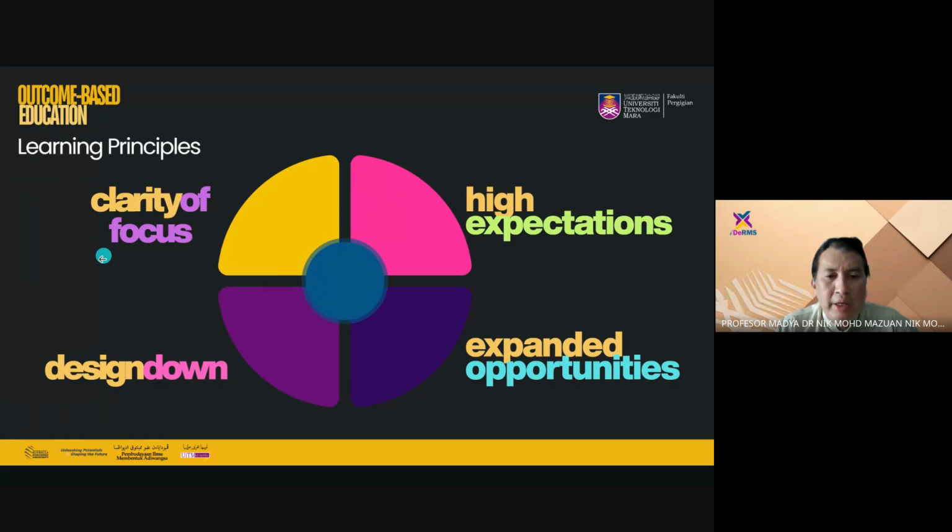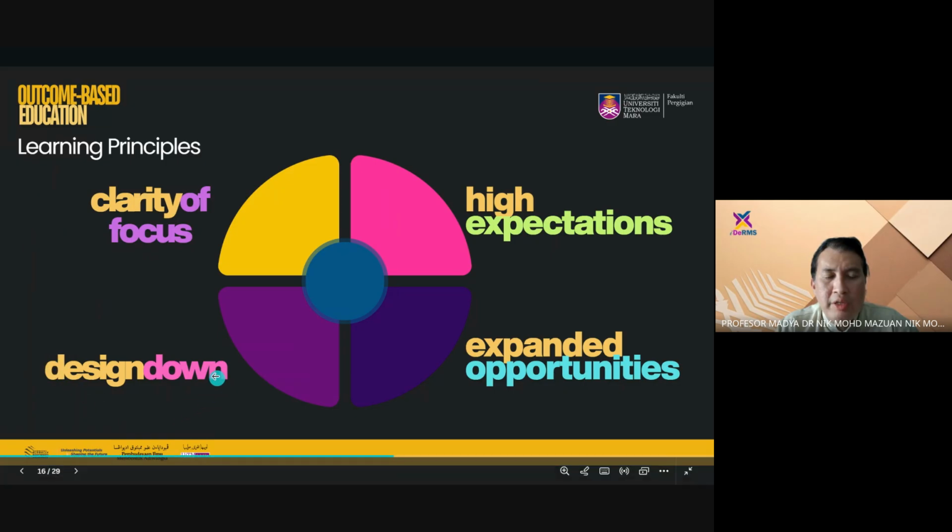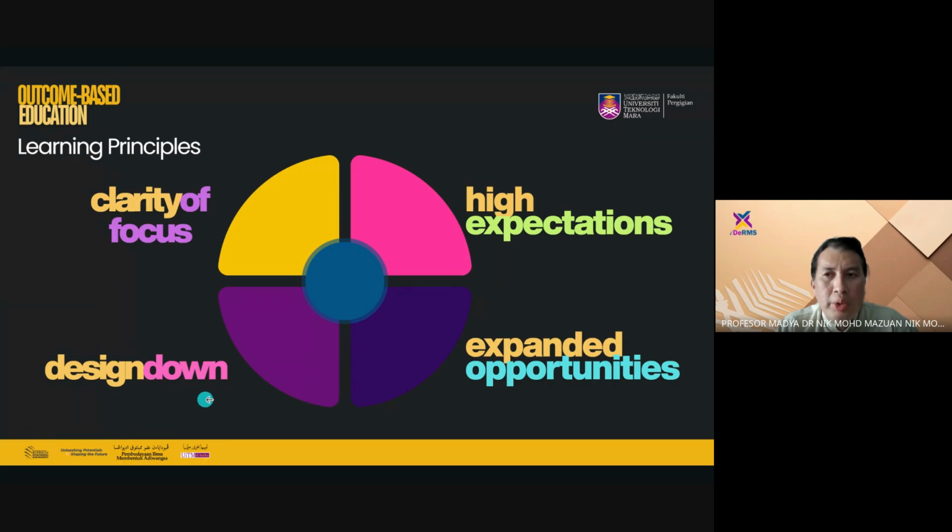And then design down is what I mentioned to you. We design the curriculum from the top, which is the learning outcome, all the way to the CQI, so to the assessment. So that is the meaning of design down.